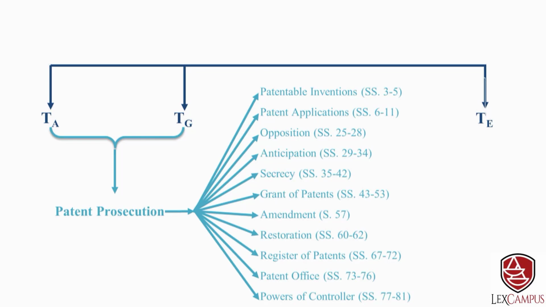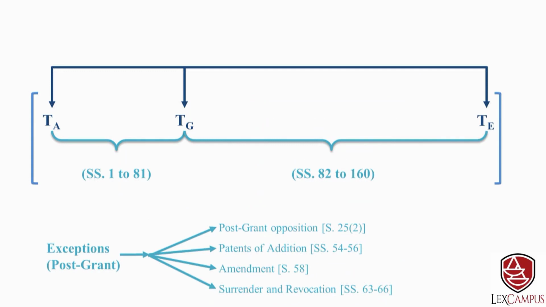in a few cases. The exceptions where the patent prosecution can go beyond section 81, or rather the exceptions where there are certain acts between section 1 and 81 which do not pertain to things that happen between the timeline TA and TG, are the following.